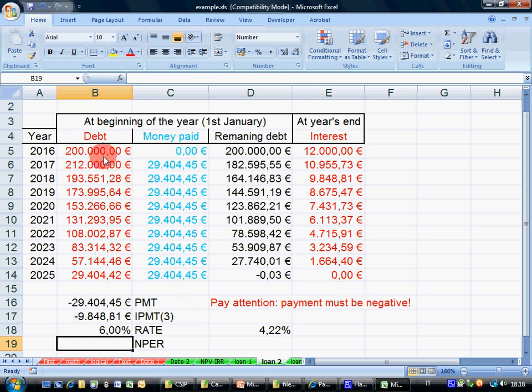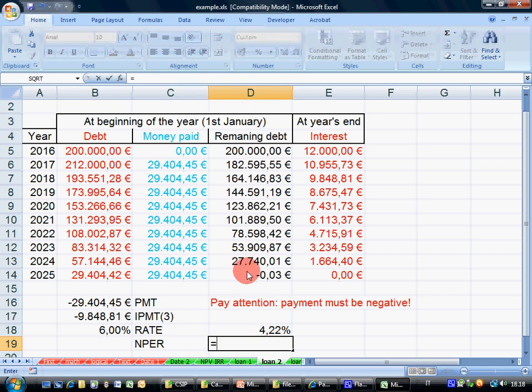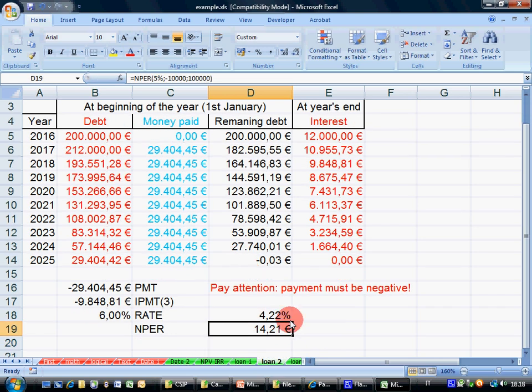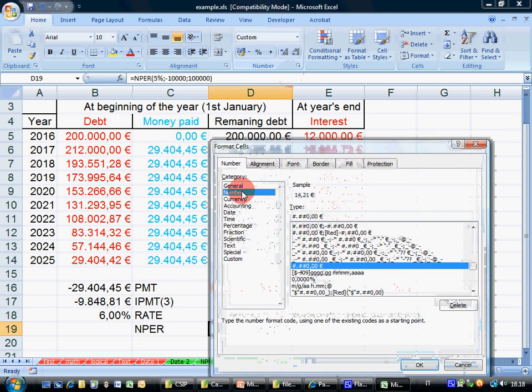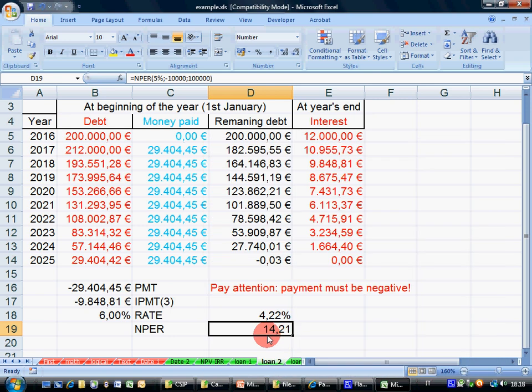Let's do the calculation in a more interesting situation. Suppose your bank tells you, well, we have a loan of 5%. You should pay every year 10,000 euros, and we will give you a 100,000 loan. Please convert it to a number. It will take 14.21 years to pay it back.